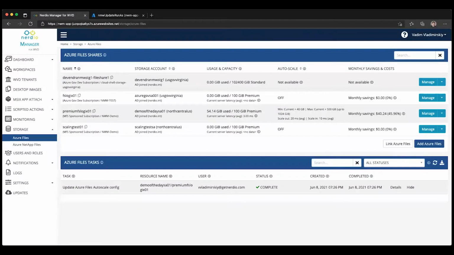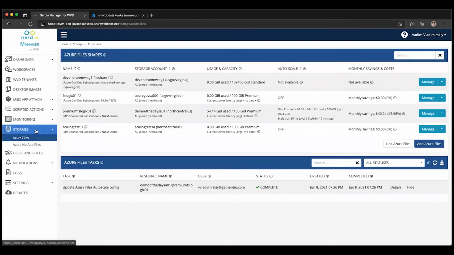In this video, we're going to talk about storage autoscaling and how to visualize the behavior of the autoscale engine on Azure Files, as well as the costs and savings that the storage autoscale engine in the Nerdio Manager is driving in your deployment in Azure.